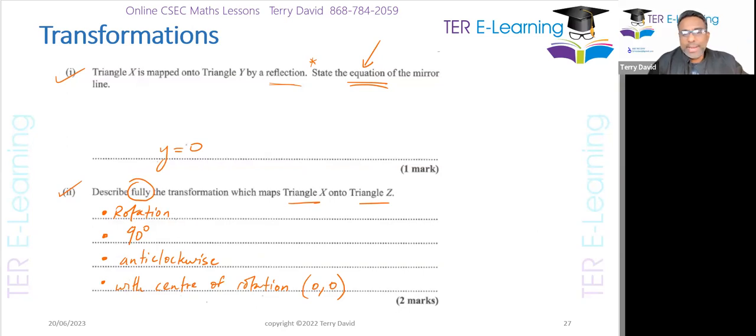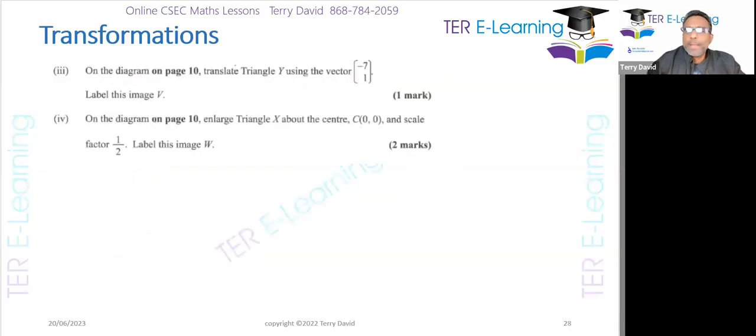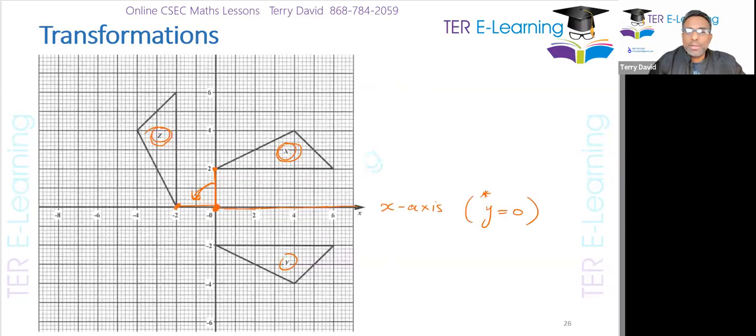So this is part 2 here. They ask us what transformation maps X onto Z. Let's see what else they have here. Now, on the diagram, they want you to perform a translation, and you're starting off with triangle Y, and they told us what the vector is. We're going to label that V. Some of you, this is the first thing that we did on the first day of class. So we're starting off with triangle Y.